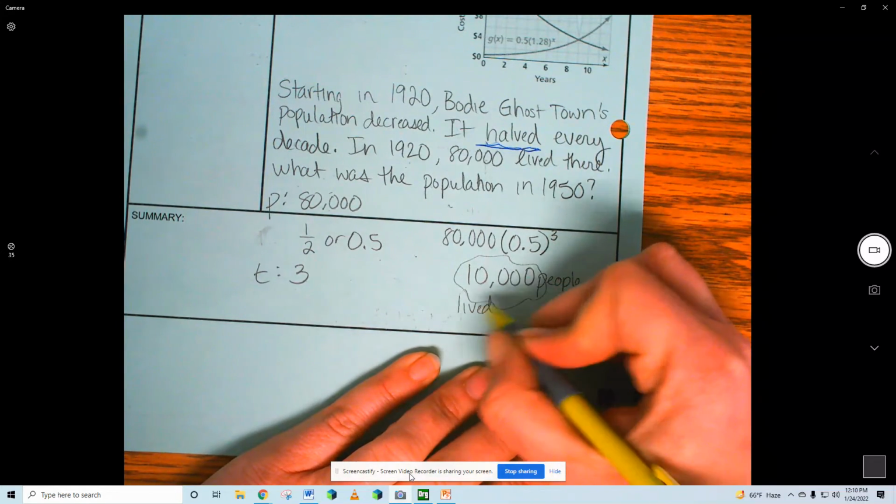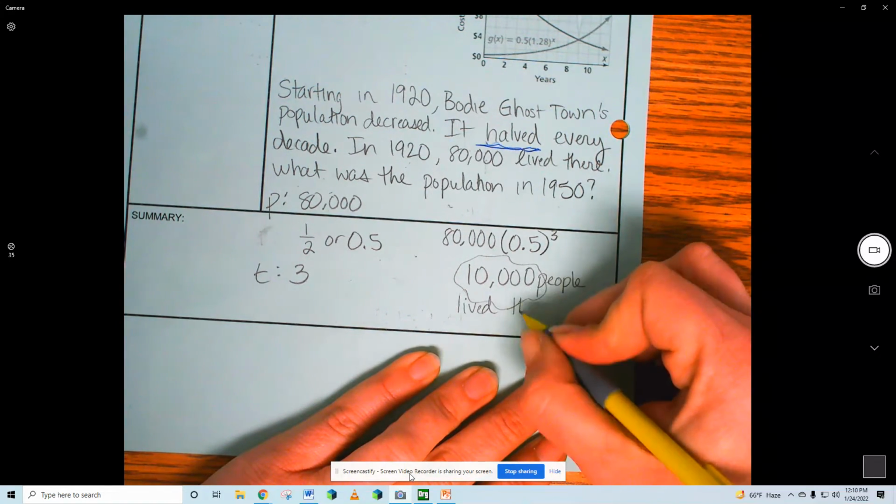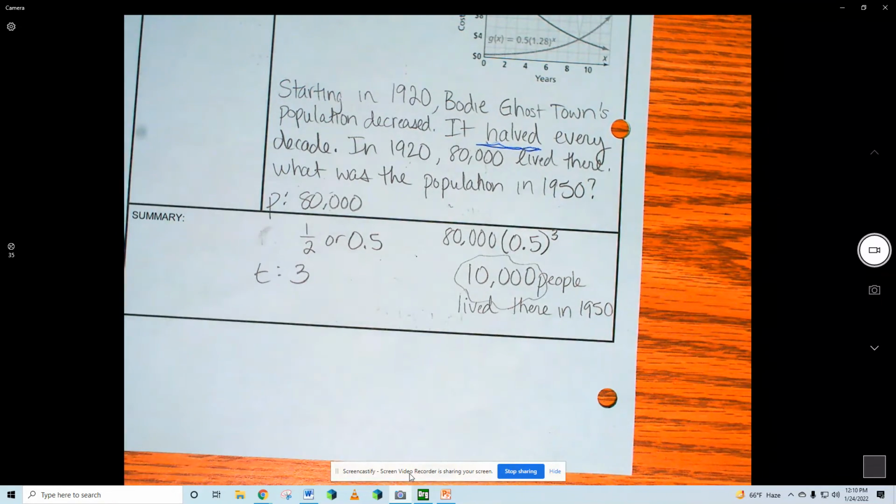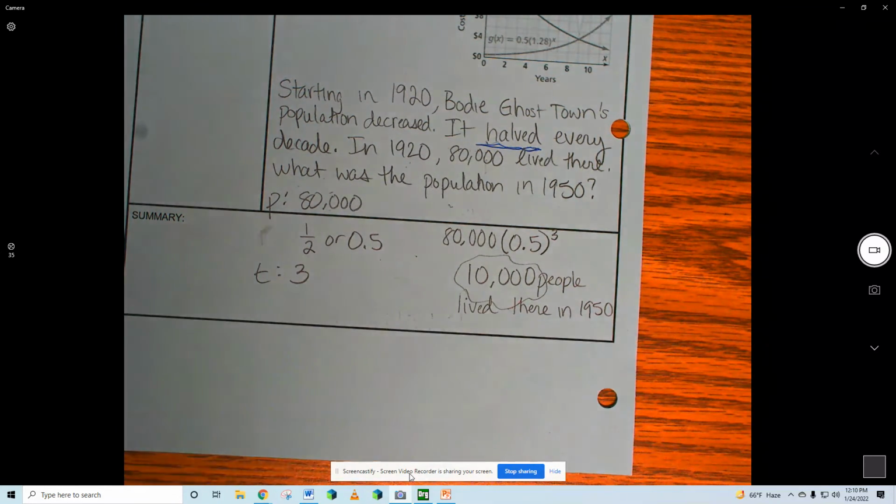10,000 people lived there in 1950. Will we get marked points off if we don't put that people lived there? Yeah, because you're not answering in a complete sentence. Answers in complete sentences.